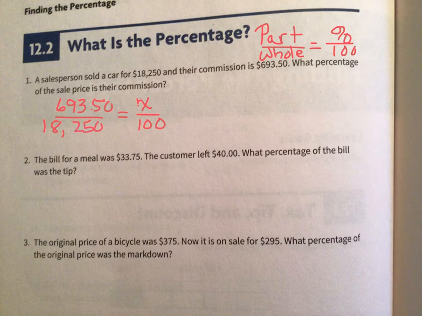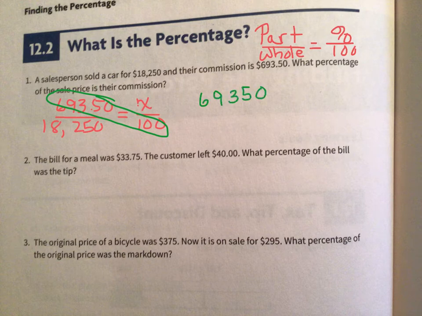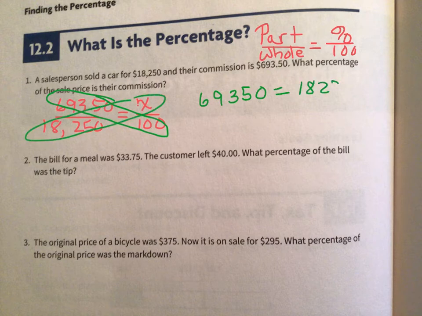And now we're going to cross multiply. We'll do $693.50 times 100. I know how much that is. That's 69,350. When I multiply by 100, I just move that decimal two places. Equals 18,250x, so x times 18,250. If I want to get rid of that times 18,250, I'm going to divide by 18,250 on both sides.